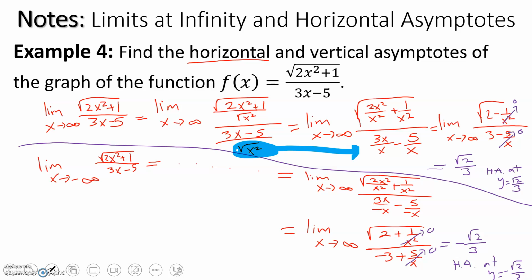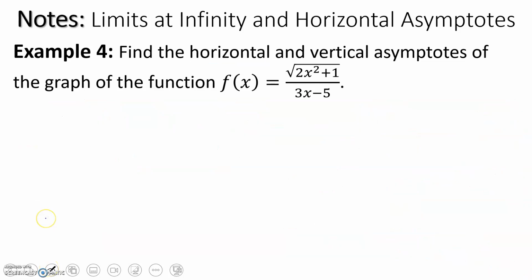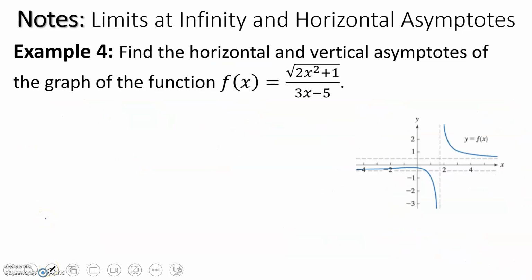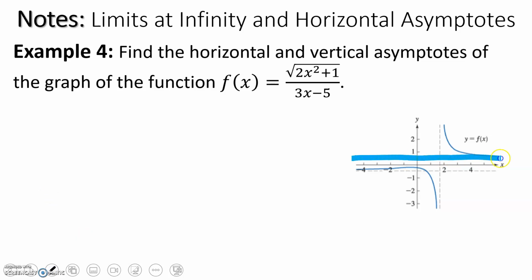All right. Now, get this down because I'm going to erase it, and then we're going to look at our vertical asymptotes. Now, graphically, this root 2 over 3 and negative root 2 over 3, we can't see that here. So we'll notice here in the picture that we have a horizontal asymptote there and there, right? Same value, one's positive, one's negative.